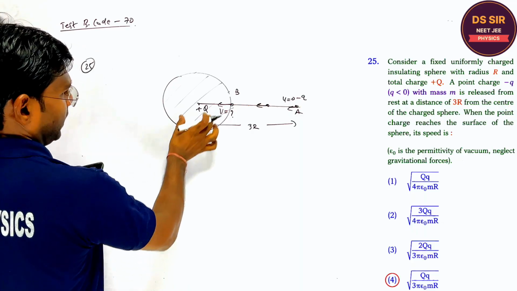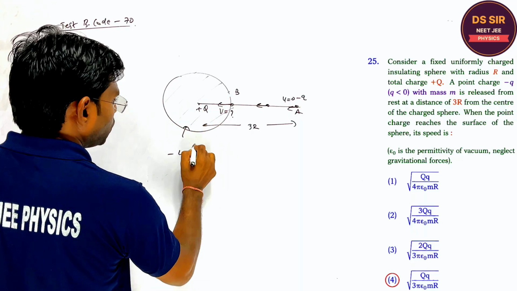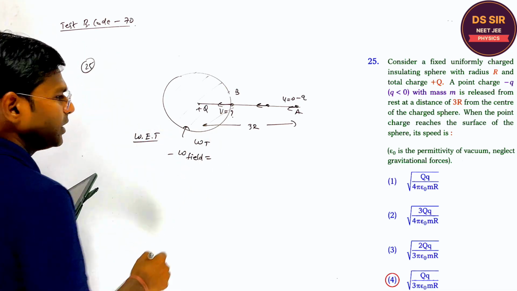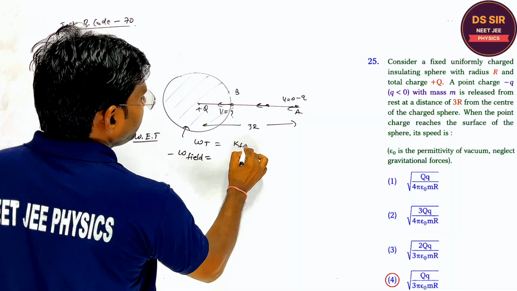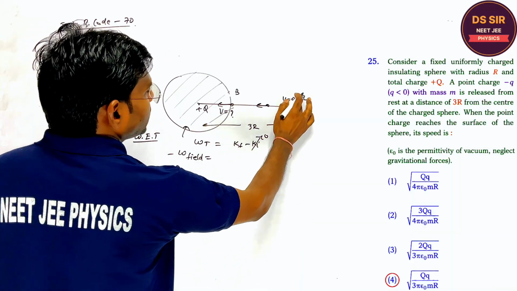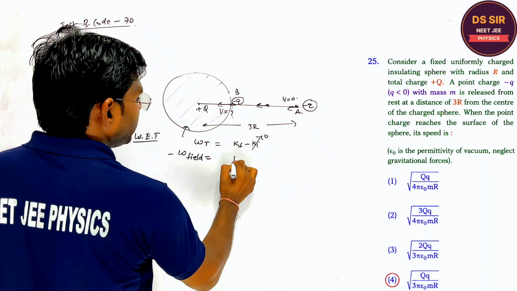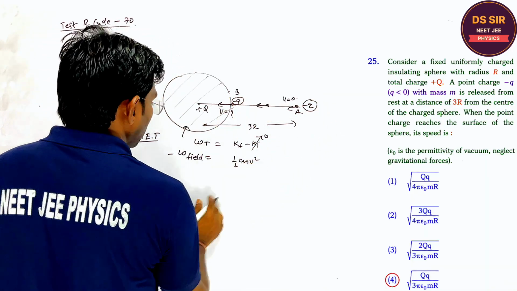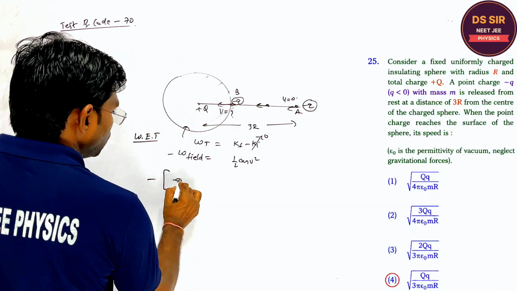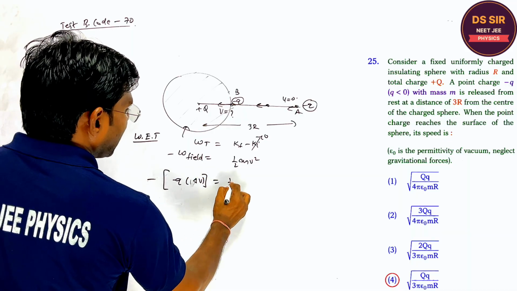Because of this, work done by the field is nothing but the work energy theorem. If you apply WET, total work is equal to K final minus K initial. The initial kinetic energy is 0 because the initial speed of this minus q is 0. When this minus q reaches this point, it becomes half m v square. What is the work done by the field? The work done by the field is q into delta V.